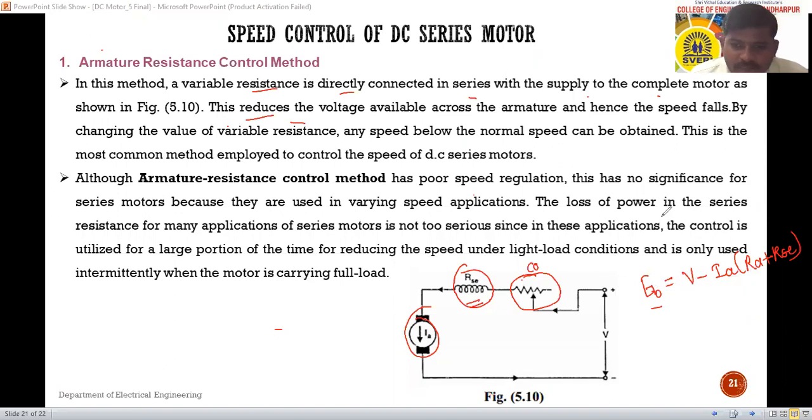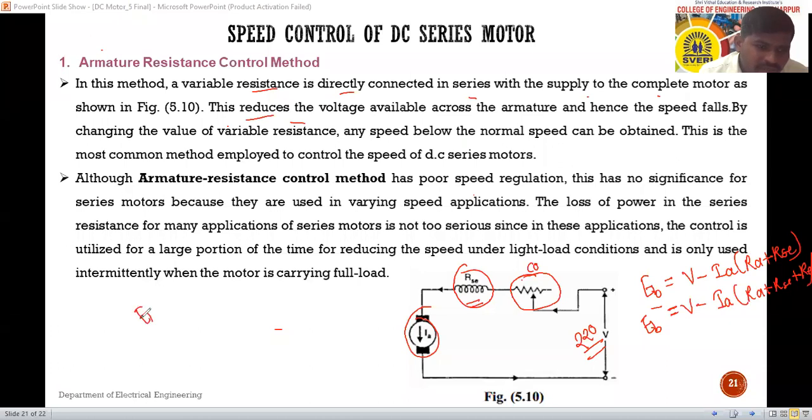See, suppose the terminal voltage or the supply voltage of the motor is constant, suppose 220 volt. Now we are inserting some resistance in series with the armature. So our equation becomes EB equals V minus IA, previously RA plus RAC, this is the resistance, plus we are inserting some external resistance, that is R external.